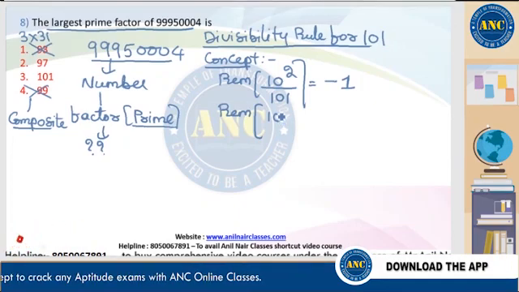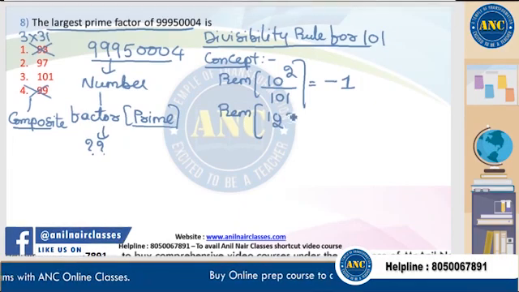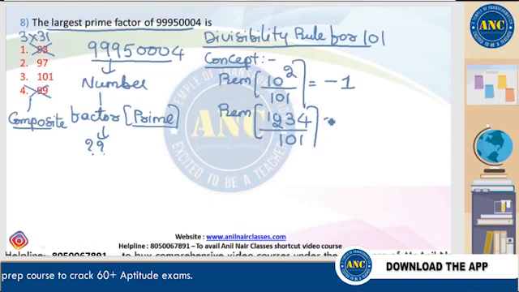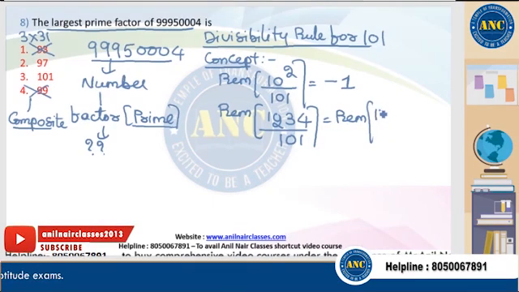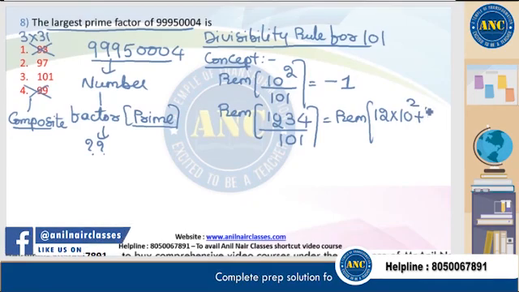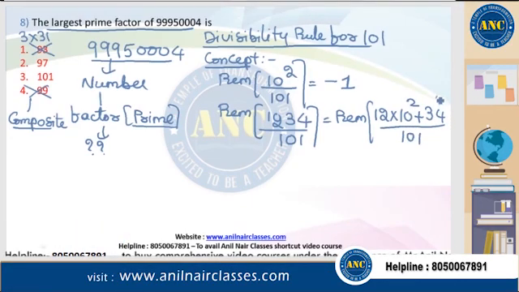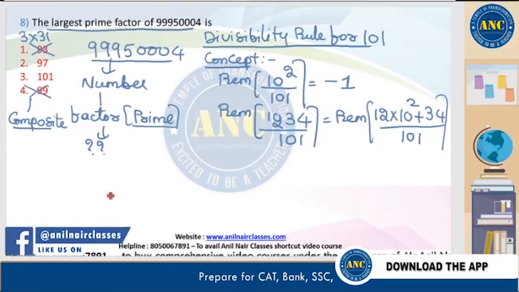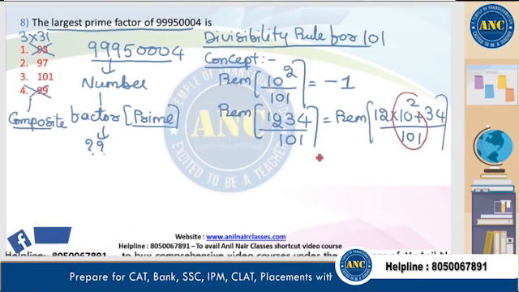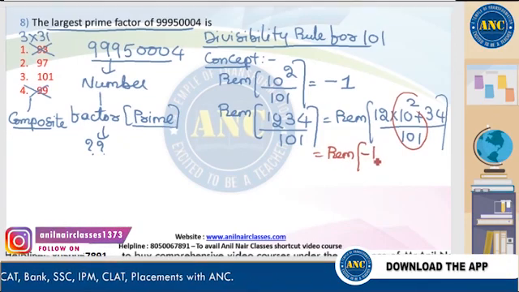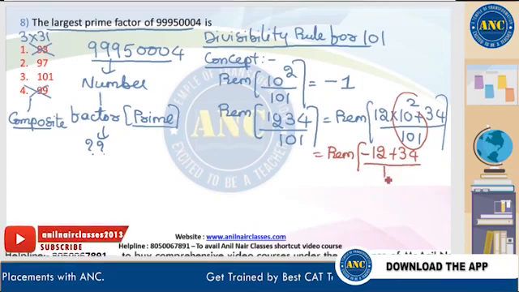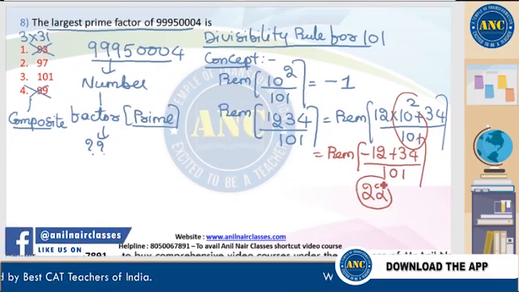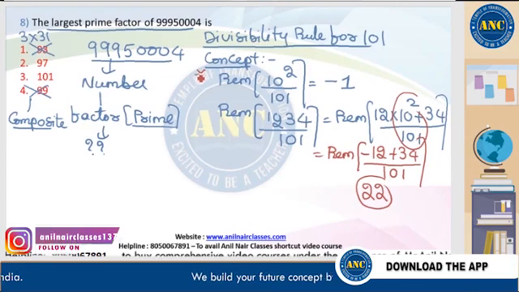Suppose if I take 1234 divided by 101. Remainder when 1234 is divided by 101, can I write like this? 12 into 10 square plus 34 divided by 101. Now see. 10 square divided by 101, what is the value? Minus 1. So it is nothing but minus 12 plus 34 divided by 101. 34 minus 12 is 22. 22 divided by 101 is 22.